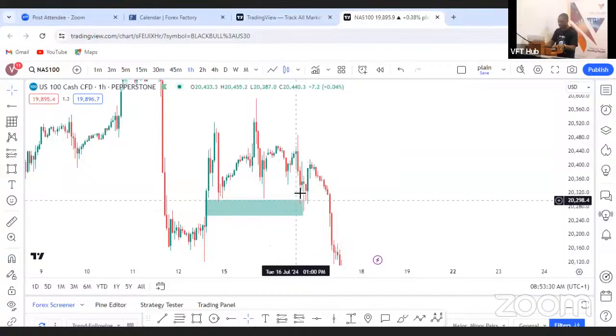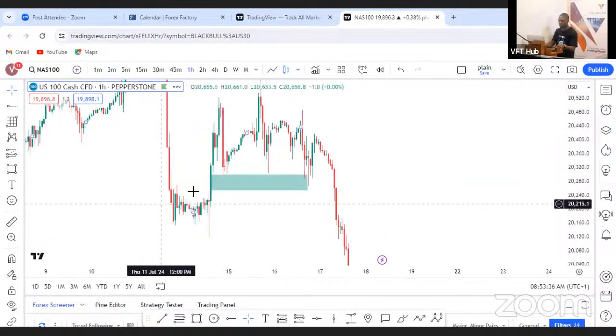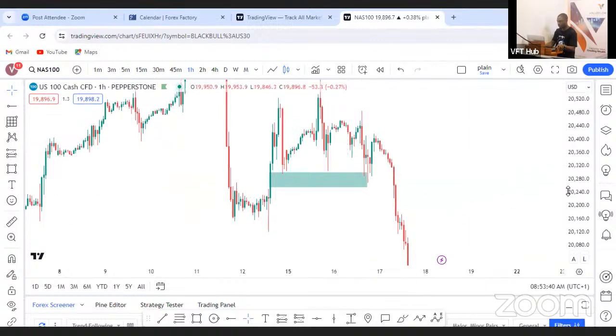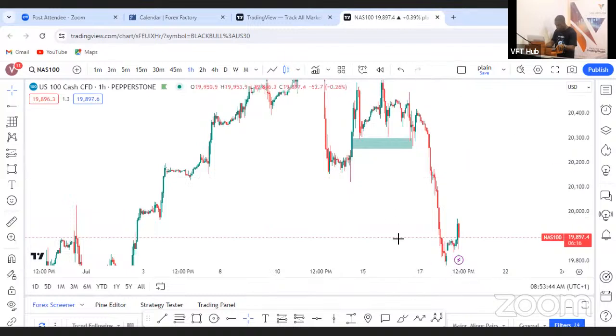I expected price to push all the way from this region. Even if this FVG was going to be violated, this other block, this entire region, was going to hold through. But it is what it is. Price violently violated our level, our setup.